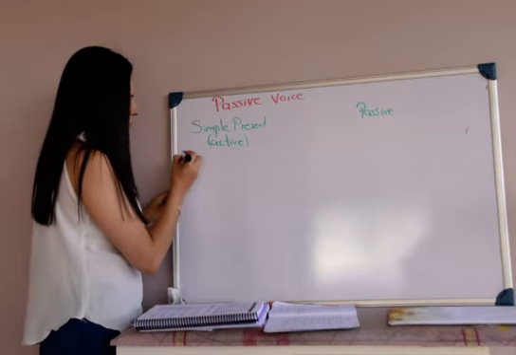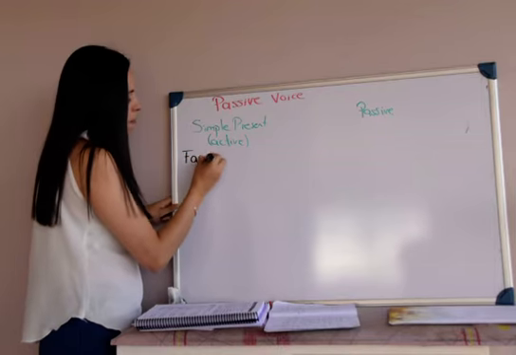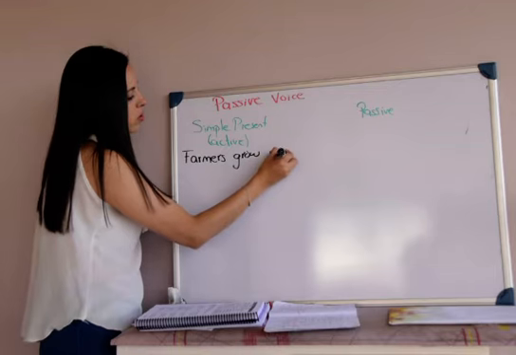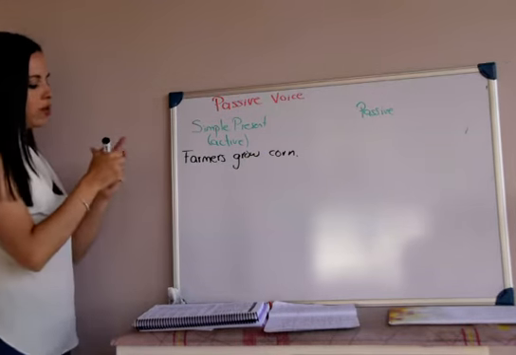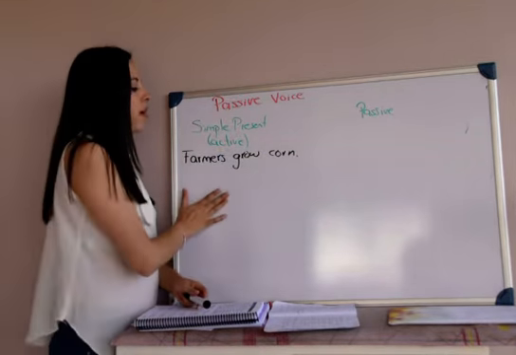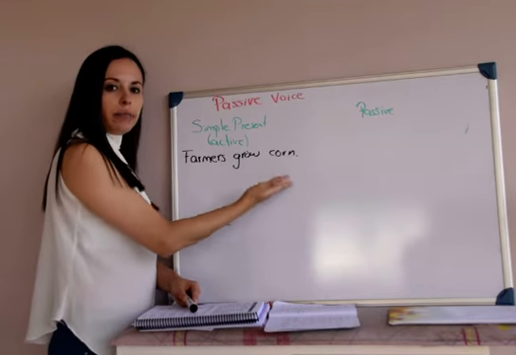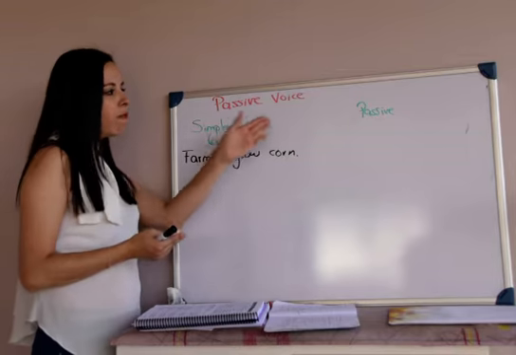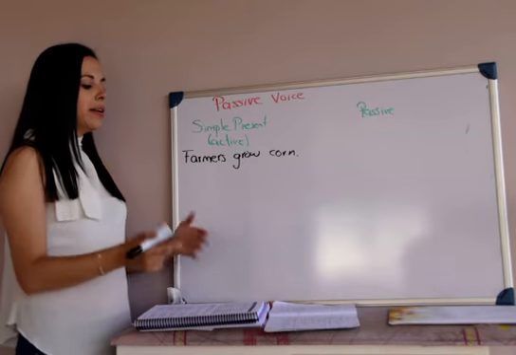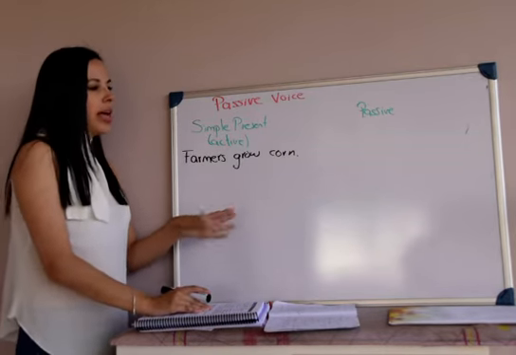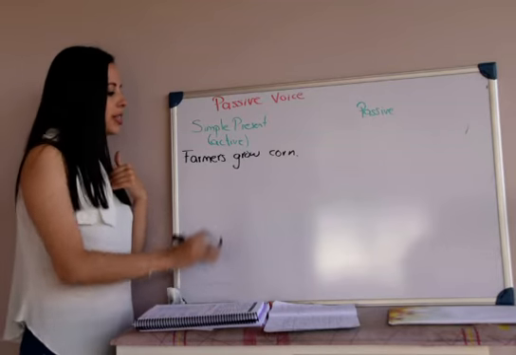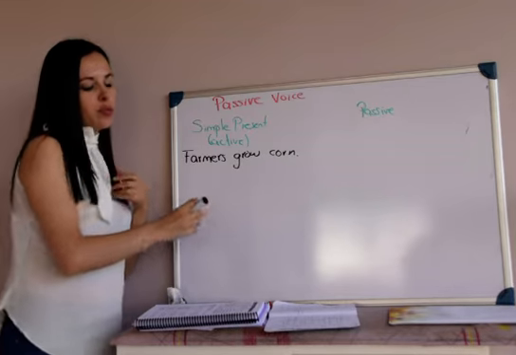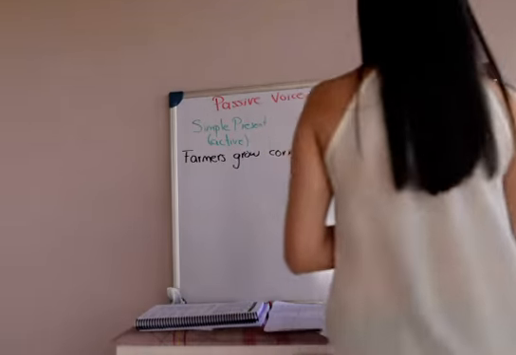Let's give you an example. This one is in the book. We say, farmers grow corn. So who does the action? Farmers. And what do they do? They grow corn. That's a simple present sentence, an active voice. Now, if I write that sentence in passive voice, it's because I want to emphasize that this action is done by this person. So how do I write that in passive voice?